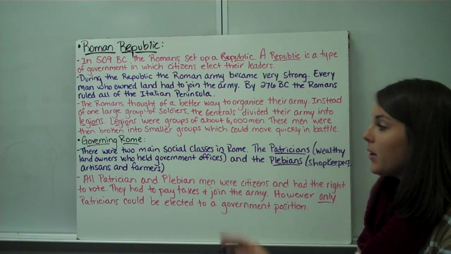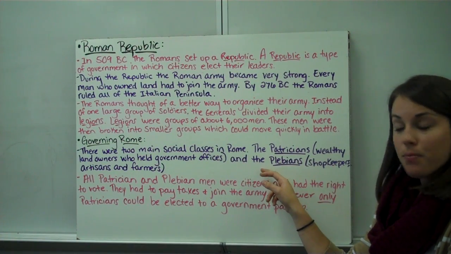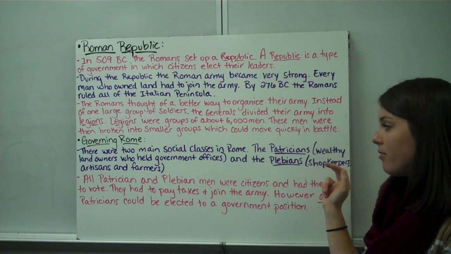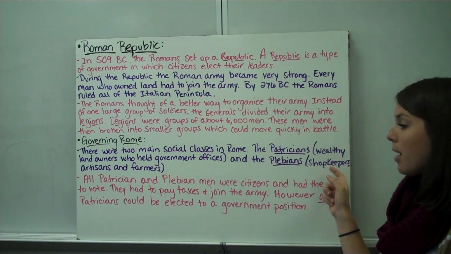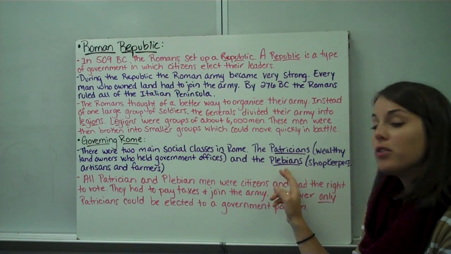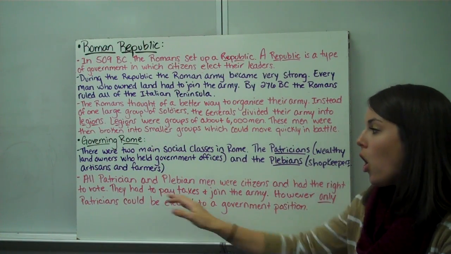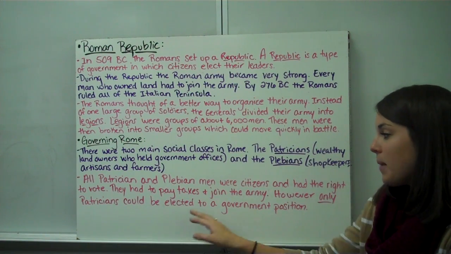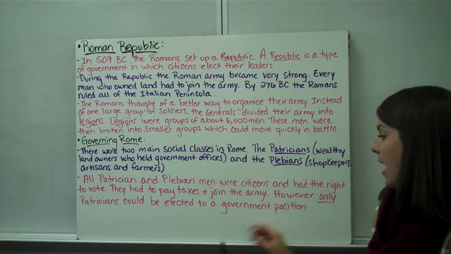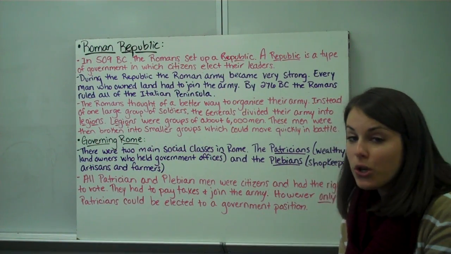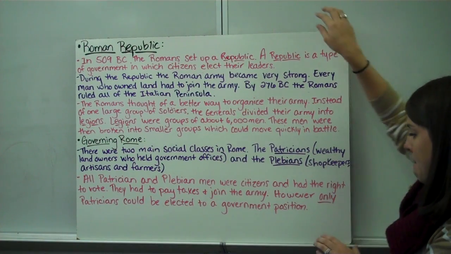Governing Rome. There were 2 main social classes in Rome. The patricians were wealthy landowners who held government office, and the plebeians, who were shopkeepers, artisans, and farmers. Most people in Rome were a part of the plebeian class. All patrician and plebeian men were citizens and had the right to vote. They had to pay taxes and join the army. However, it's very important you remember this, only patricians could hold government office.